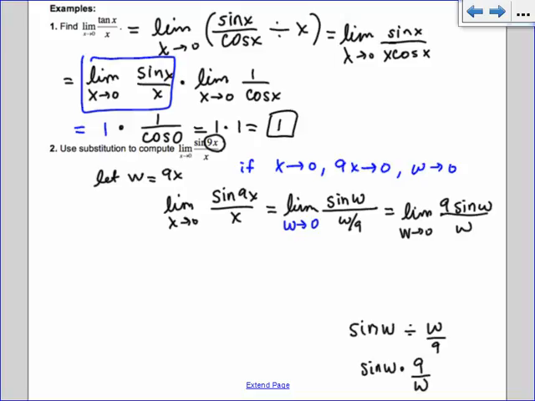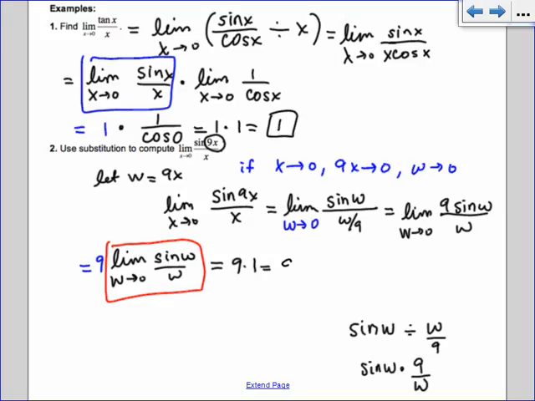Does that make sense? So we get the limit as w goes to 0, and we can actually pull out the 9. So I'm going to pull it out front here, and then I'm going to have sine of w over w. That was another limit law where you can pull constants out. So now this is the part that was important to us. What is that? 1. So we have 9 times 1, which is 9.